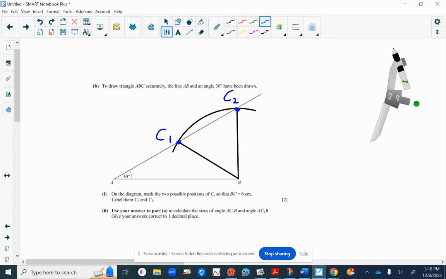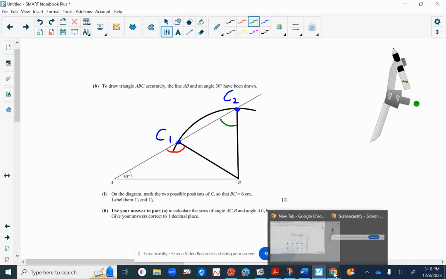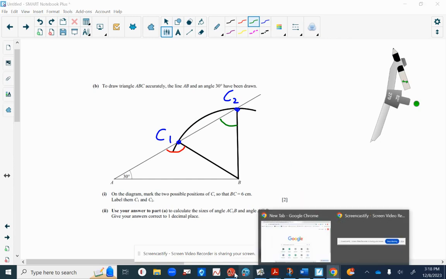Use your answer to part A to calculate the size of angle AC1B. So AC1B is that angle, and also AC2B, which is that angle. Now, you may or may not recall that in the ambiguous case, where you get two angles in the sine rule, those two angles add up to 180 degrees. Which is why it's a 2-mark question, because all you have to do is quickly work out one of the angles, and then subtract from 180 degrees to get the other angle. So might as well do that.